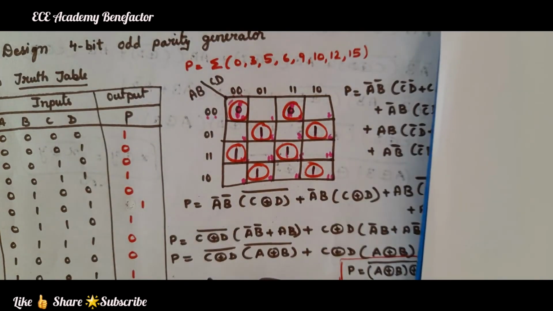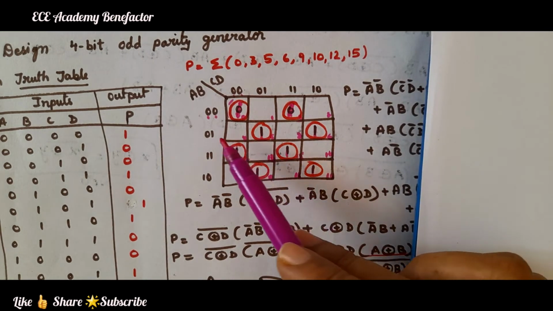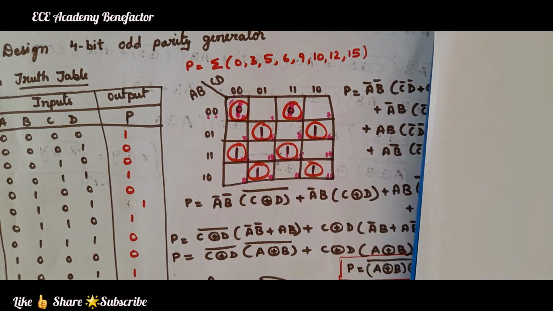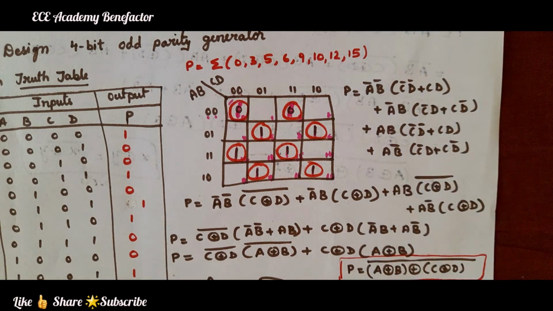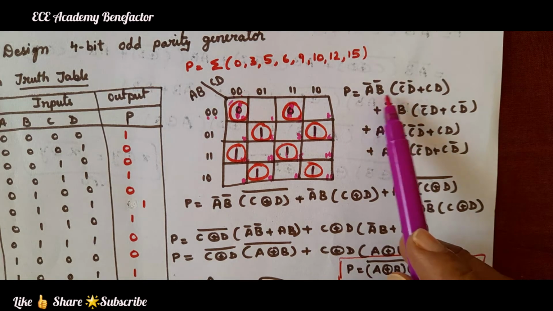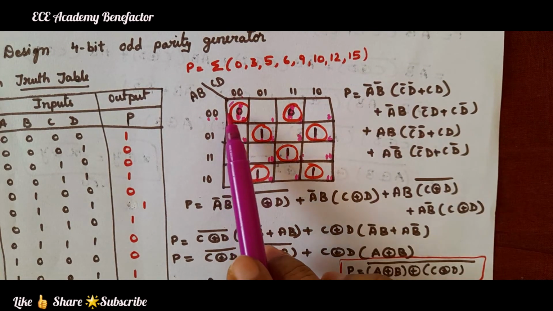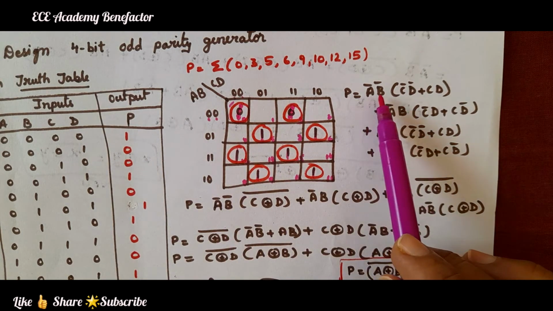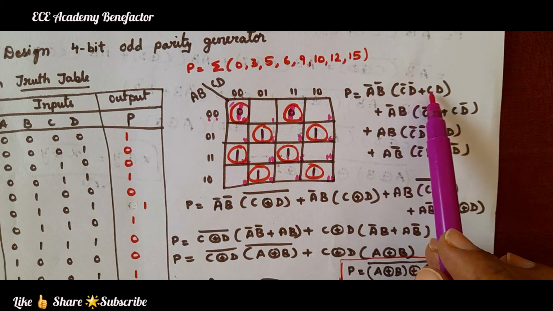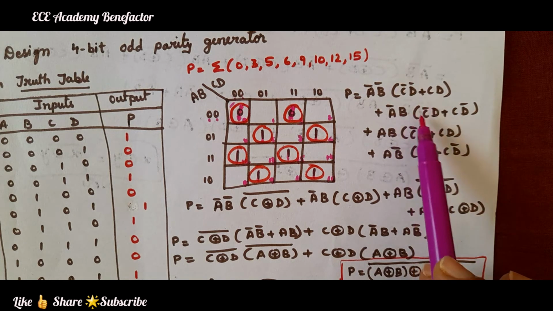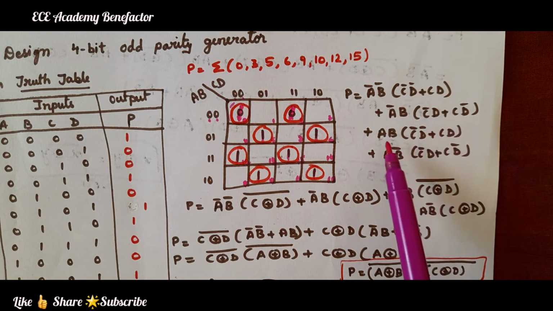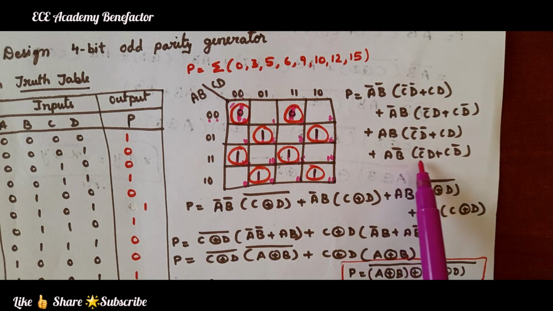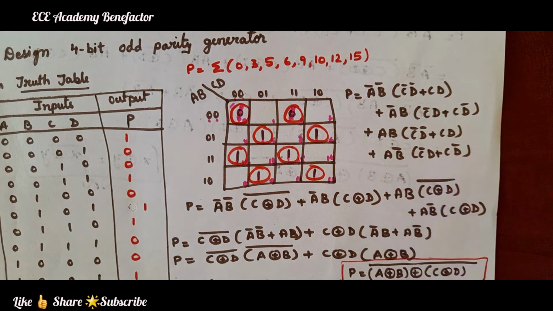What is the next term here now? For this term, what is it? A bar, B, C bar, D. Okay. So likewise we have written it here. And taking A bar, B bar common in these two terms, it is common as A bar, B bar. So written as A bar, B bar, C bar, D bar plus C, D, A bar, B, C bar, D plus C, D bar plus A, B, C bar, D bar plus C, D plus A, B bar, C bar, D plus C, D bar.